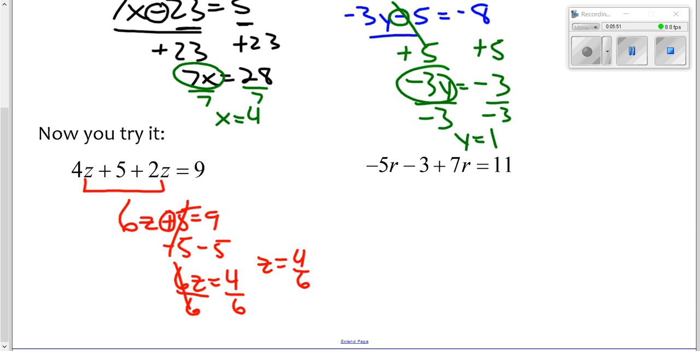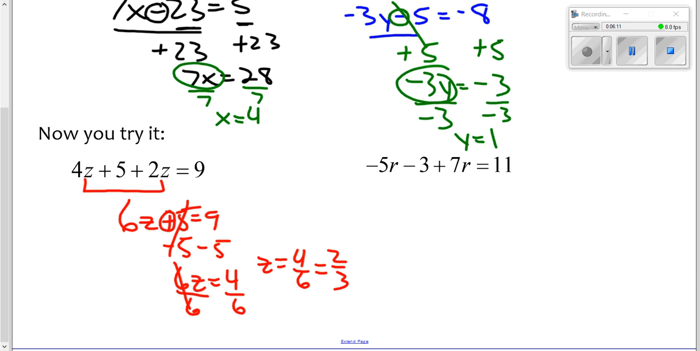So some of you are going, I don't think I did it right, but yeah, you get fractions once in a while. So you can leave it like that, unless I can reduce it. 2 will go into both the top and the bottom, and so that gives me 2 over 3.